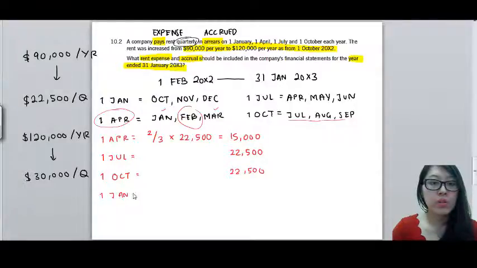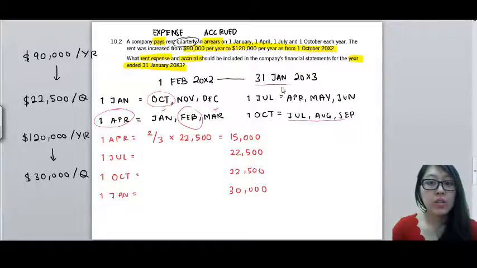Because on 1st January, we are paying for the months October, November, and December, and starting from that October, our rent has increased. So now we're going to take $30,000. Okay, so we're very close to the financial year end, which is 31st January. So we need to find the next payment that covers 31st January. And we can see here that it's again 1st April. But this time, remember, 1st April is paying for January, February, and March. But we only need to recognize the accrued expense up until 31st January. So that means we should only take 1/3 of this payment.